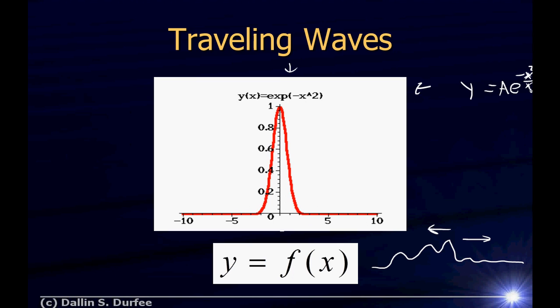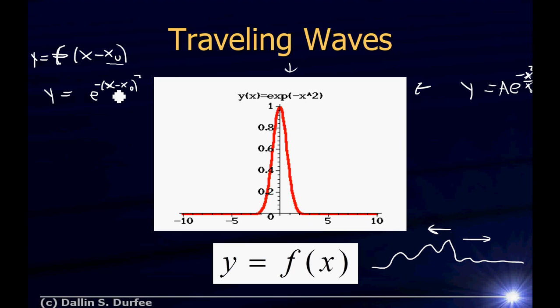Well, it turns out what we do is we just say, look, if I want to translate a shape, all I have to do is f of x minus x naught, and that will translate my function by a distance x naught to the right, right? So if I take this function right here and I change it to y is equal to e to the negative x minus x naught squared, right? I replace x with x minus x naught.